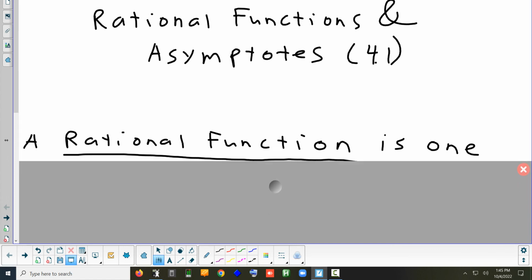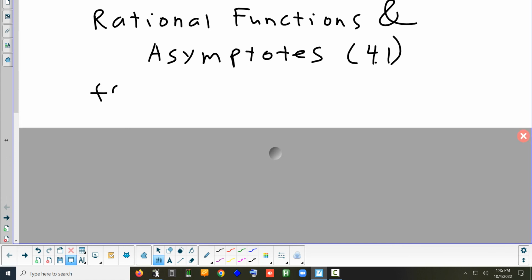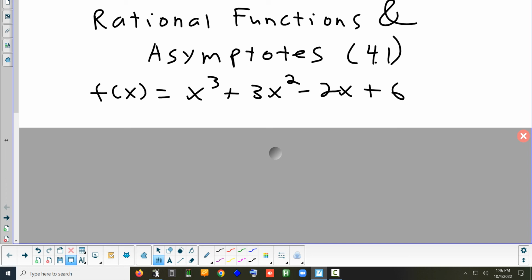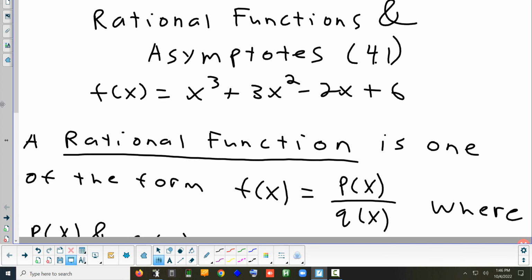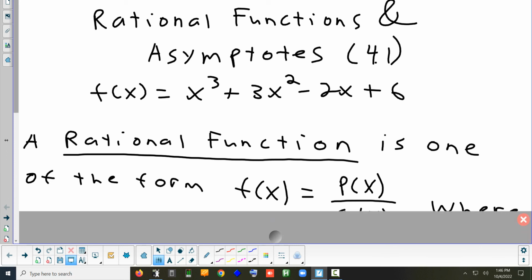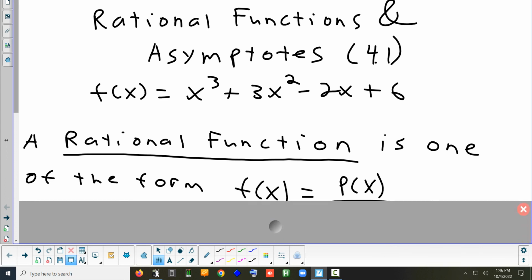Now, yesterday we looked at things like this, like x cubed plus 3x squared minus 2x plus 6. That's called a polynomial. Specifically, this is a cubic polynomial because the highest exponent is a 3. Well, today we're going to look at what's called a rational function. A rational function is when you take a polynomial and then you just divide it by another polynomial. That's rational.